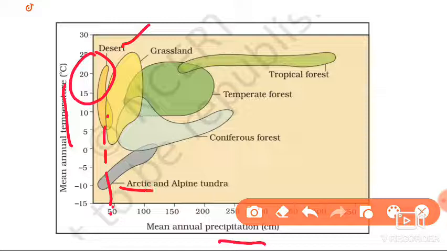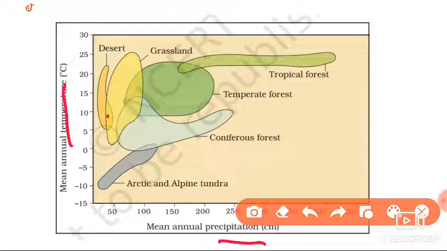The next here, Arctic and alpine tundra. Here the temperature is very low, around minus 10 to minus 15 degrees Celsius, and snowfall and rainfall are minimum here, present only in a small range. This completes the Arctic and alpine tundra. This is one of the biomes we can see here.